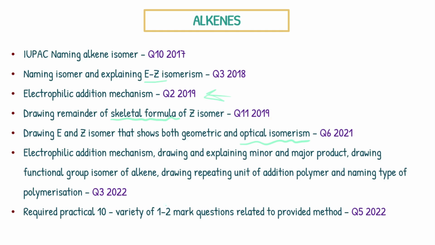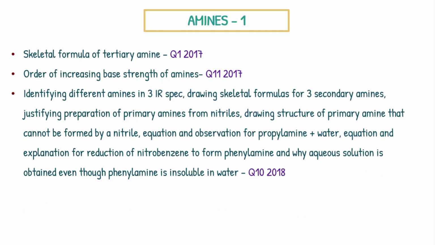And then we had a required practical 10 question from 2022. I haven't included the specifics here, but it was just a variety of 1 to 2 mark questions related to a method. So that's very common in paper 2. They'll give you a specific method for a practical and they'll ask you a variety of suggest and justify questions for that, okay? Very difficult to break down. It can vary quite a bit. So just keep that in mind.